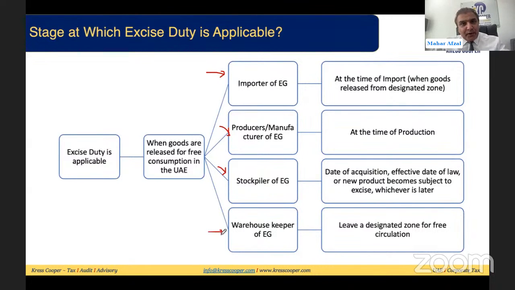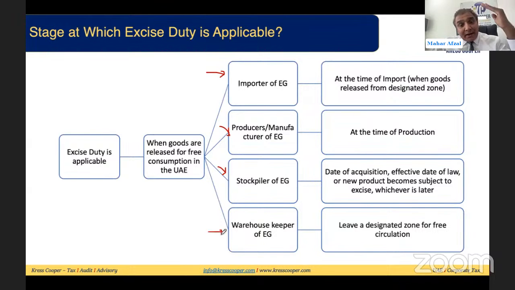If you are not an importer of excisable goods, if you are not a manufacturer of excisable goods, if you are not a stockpiler, or if you are not a warehouse keeper of excisable goods, excise tax is not applicable to you. This is the first thing. Only four parties in the UAE market are subject to excise duty. Now, at what stage are they liable to pay tax? Let us go to the provisions of the law. The importer is liable to pay excise tax at the time of the import of the excisable goods.